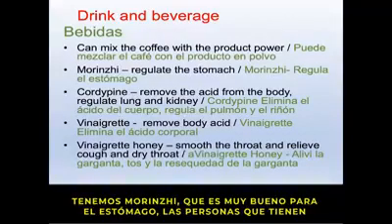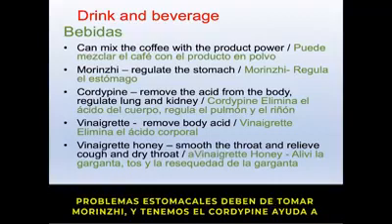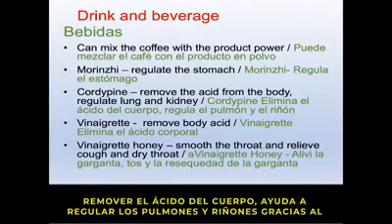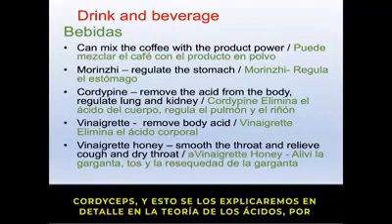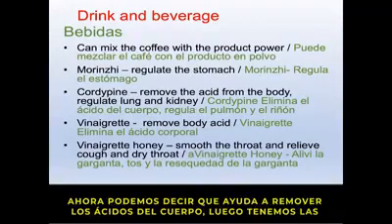Then we have moringi. Moringi is very good for the stomach. Those people who have stomach problems should take moringi. Then the cordyceps. Cordyceps is to remove the acid from the body, to regulate the lung and kidney. This we are going to explain in great detail in the acid theory. For now, you just need to know that you can remove the acid from the body.